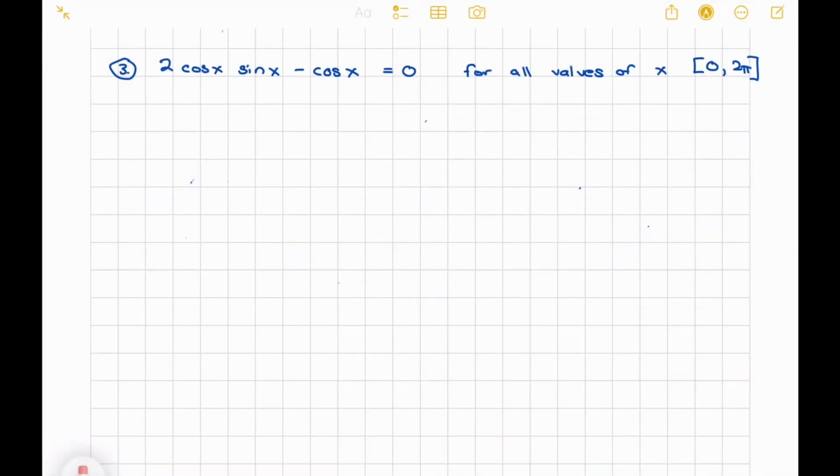All right, so here I want to find the value of 2 cosine x times sine of x minus cosine of x that will equal 0. So right away, what I see, I want to also not solve this in general, but for values in between 0 and 2 pi inclusive. So right away, I see that I can take out a cosine. So I can factor this one.